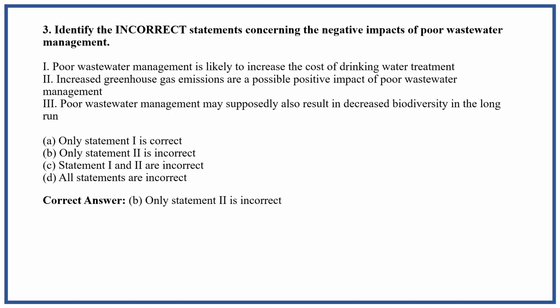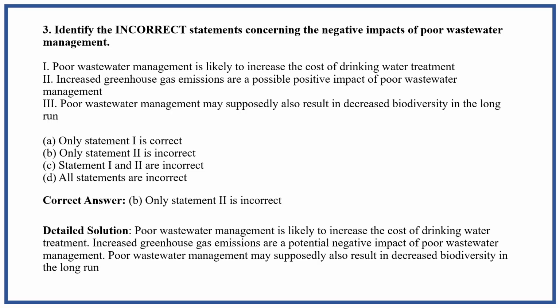The correct answer is B. All the statements are not incorrect. So here, if you see statement 1, poor wastewater management is likely to increase the cost of drinking water, because then the organic loading or whatever is present, we are not able to remove all those things. So the cost of drinking water will actually increase, and also it will cause a decrease in the biodiversity.